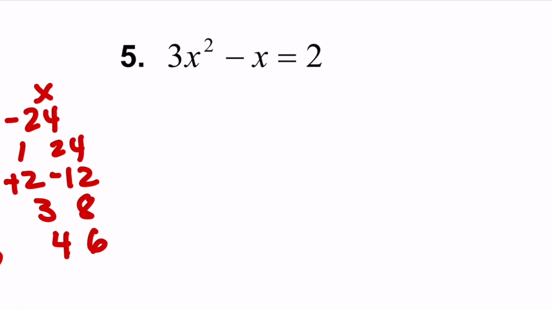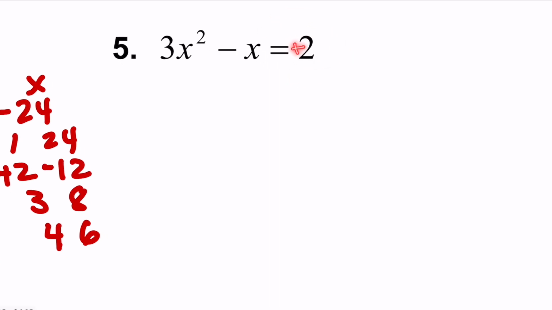Number 5. We want to set this equal to 0. This has to be equal to 0. So we want this 2 to be brought over here. But since it's a positive 2, the only way we can get rid of it to make 0 is by minusing 2 from both sides of the equation. We're going to minus 2 here.